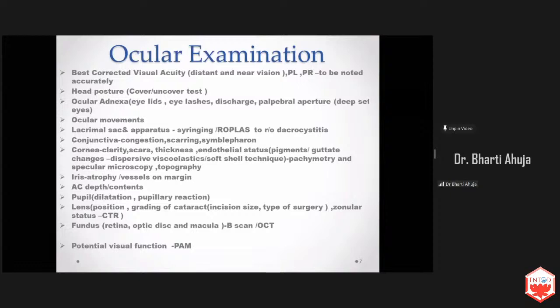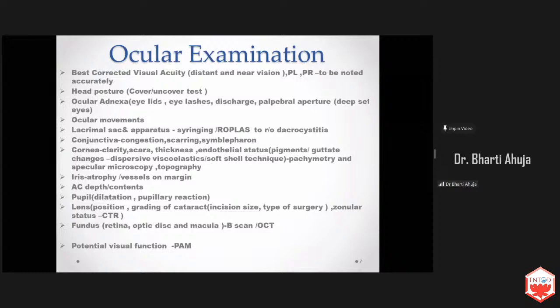Ocular adnexa looks very simple but needs to be examined in detail, starting from eyebrow, eyelids, eyelashes, any discharge in the cul-de-sac, and the palpebral aperture, whether it is narrow or wide, especially in deep set eyes. Again, ocular movements, lacrimal sac and apparatus need to be examined to rule out any dacryocystitis. Conjunctiva for any congestion or scarring, then cornea. Cornea should be noted for how much is clear, whether there is any scar, and whether there is any corneal edema.